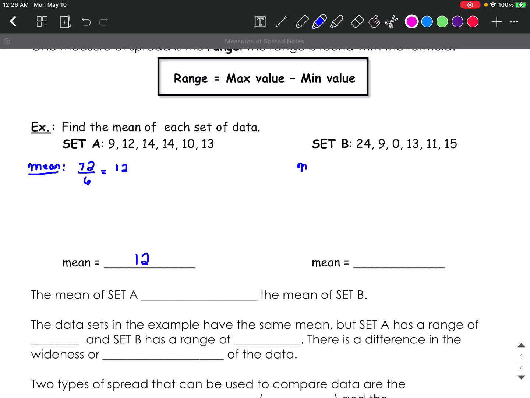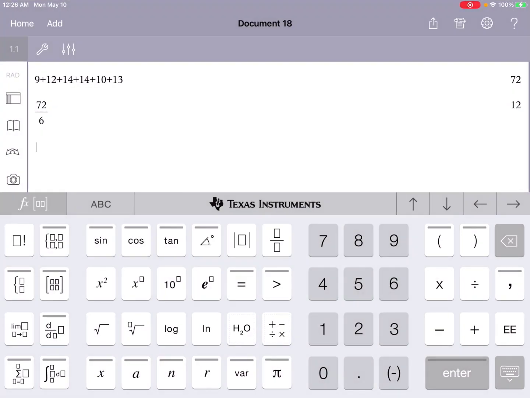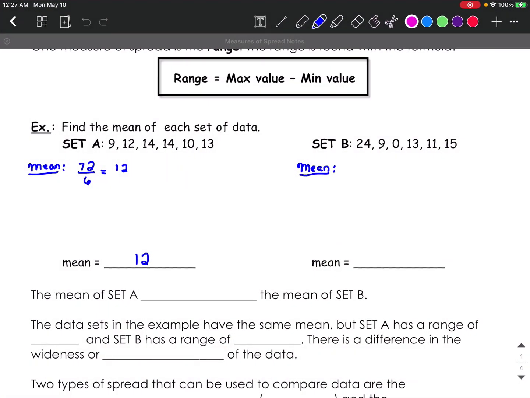Let's do the mean now for set B. So we're going to go back to that handy dandy calculator. This time we have 24 plus 9 plus 0 plus 13 plus 11 plus 15. Okay, and we got 72 again. And there were still 6 pieces of data. So when we divide by 6 again, we're going to get the same mean because they both added up to 72 and they both had 6 data points. So the average for both, or the mean for both, is 12.